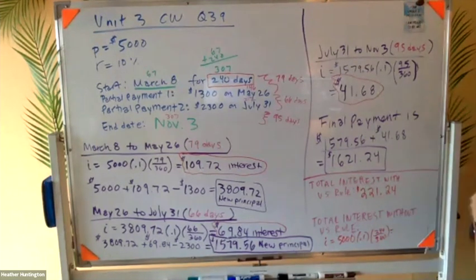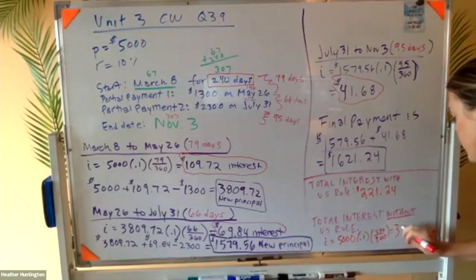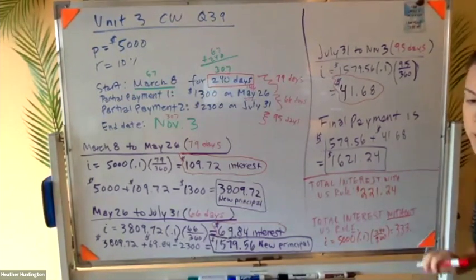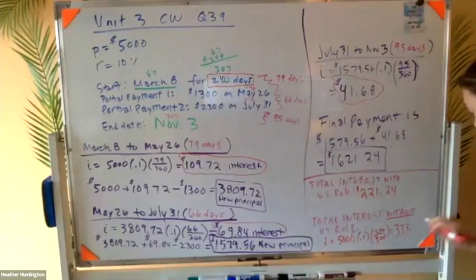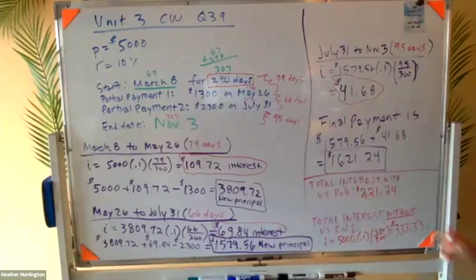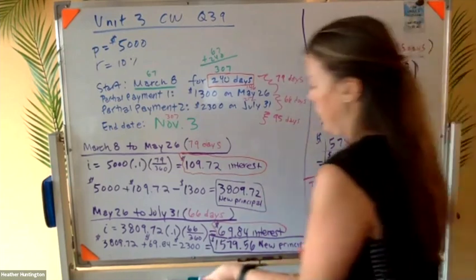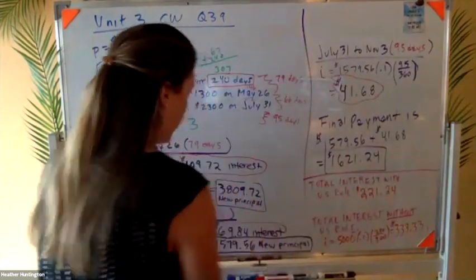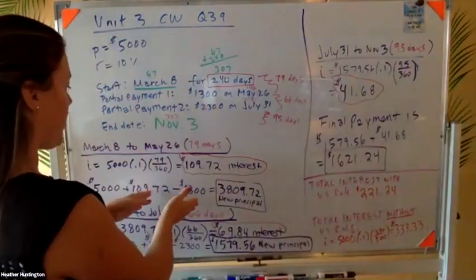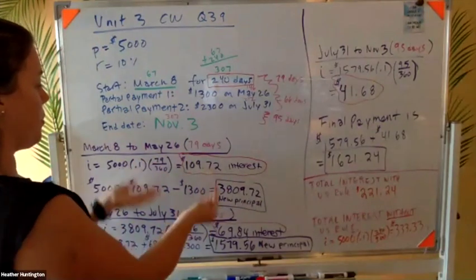Okay, so without the US rule, it looks like we would have been paying $333.33. Right, so it's to our benefit to use this United States rule, which looks complicated in the math, but if you think about it, it makes sense. When you do partial payments, it's going to reduce the principal of which you're paying interest on.